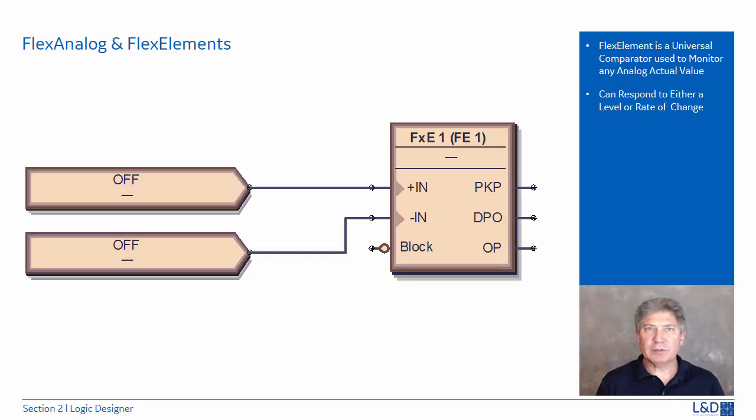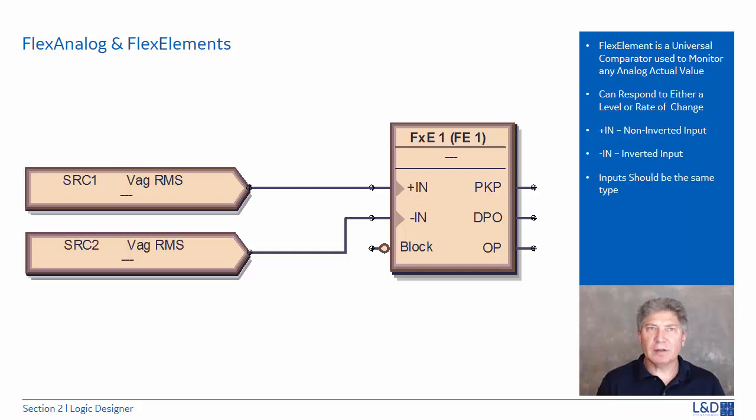Now, there are two inputs. There's the non-inverted input, plus N, and the minus N, which is the inverted input. If you were to place the FlexAnalog only on the inverted input, the results displayed on the FlexElement would have a negative value. Now, when you're using the FlexElement, the FlexAnalog inputs must be the same. So, for example, if you were to compare the voltage between a main and a tie. As with both elements, there are three flags: the pickup, the dropout, and the operate flags.